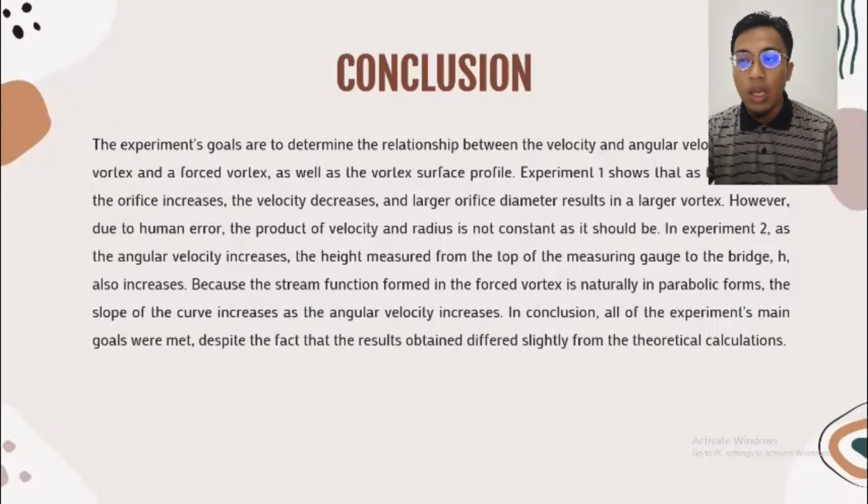While in experiment 2, which is the forced vortex, as the angular velocity increases, the height measured from the top of the measuring gauge to the bridge, which is the hinge, also increases. Because the stream function formed in the forced vortex is naturally in parabolic form, which is the curve form, the slope of the curve increases as the angular velocity increases.